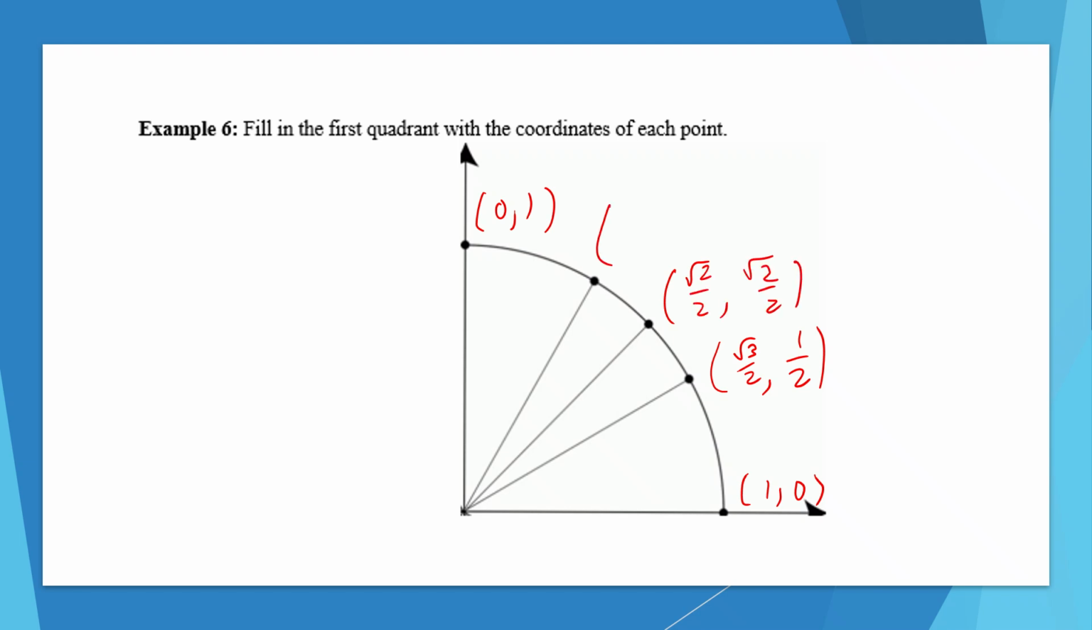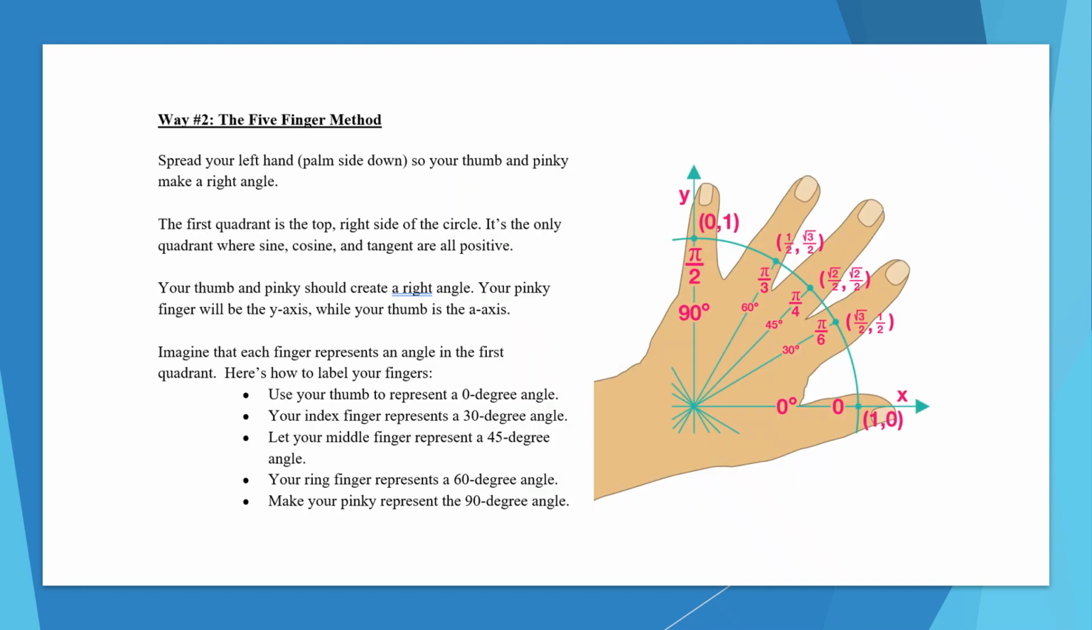And then this one is going to be our 30-degree coordinate, but flipped. So 1/2, comma, root 3 over 2. So it's going to be kind of swapped with each other there. So that's example 6. And now let's move on to the other 2 ways.